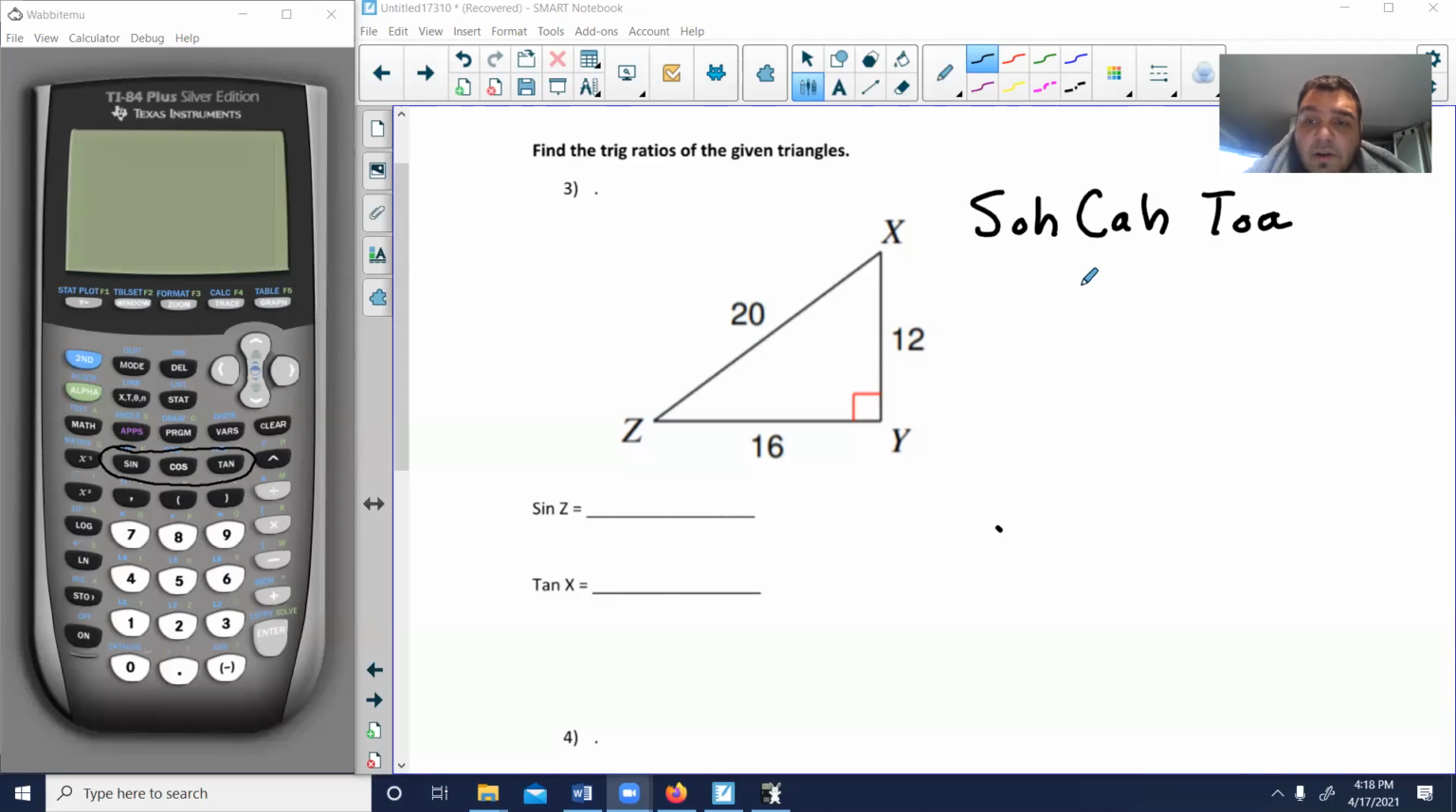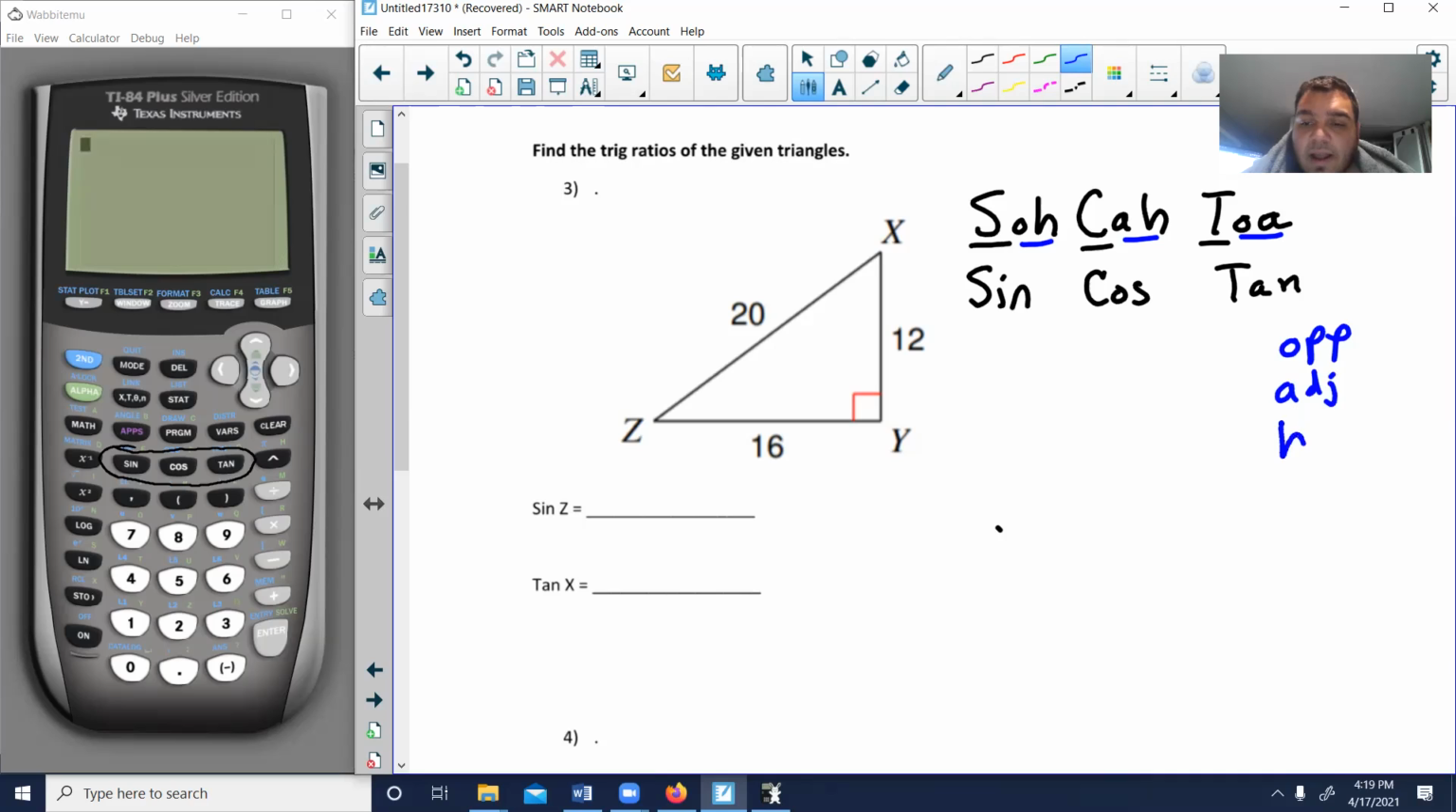So sine, cosine, tangent are my 3 trig functions. And you can see SOHCAHTOA, SCT, represents sine, cosine, and tangent. But what do the other letters mean? OH, AH, and OA. I'll give you 3 seconds, or you can pause the video. Think, what are the 3 letters going to represent? The three letters represent the opposite, O for opposite, A for adjacent, and H for hypotenuse.